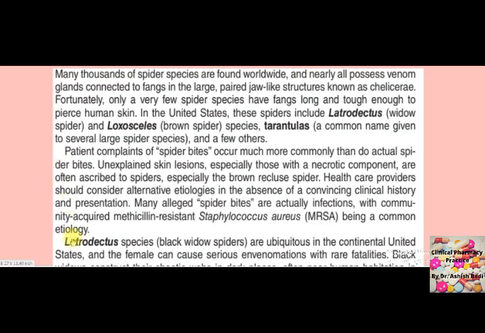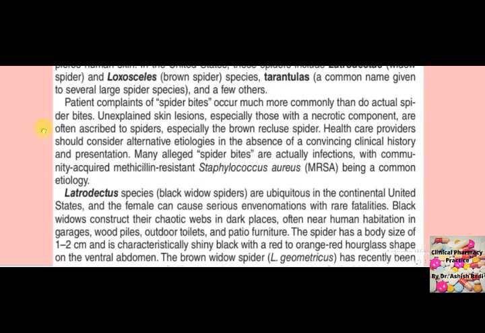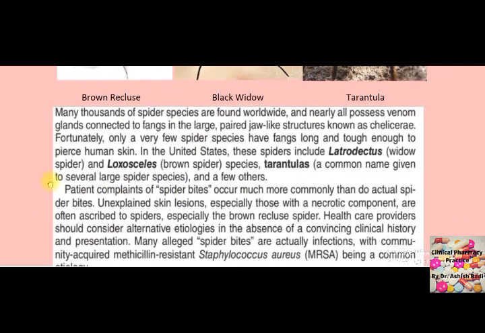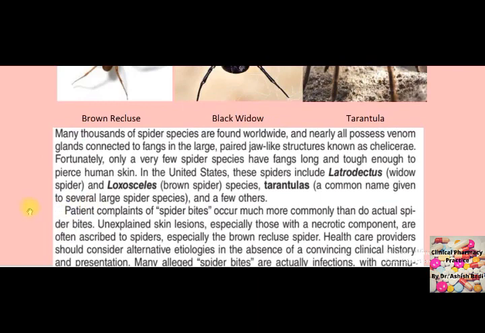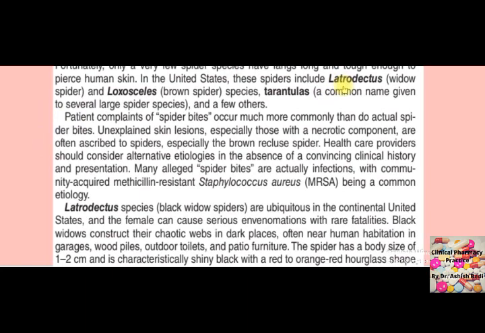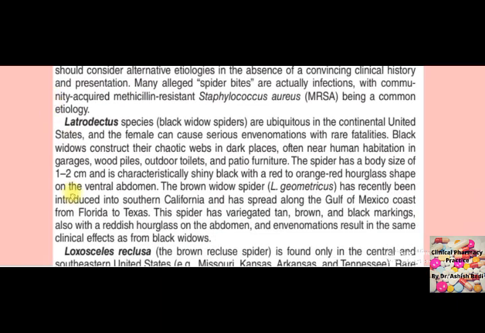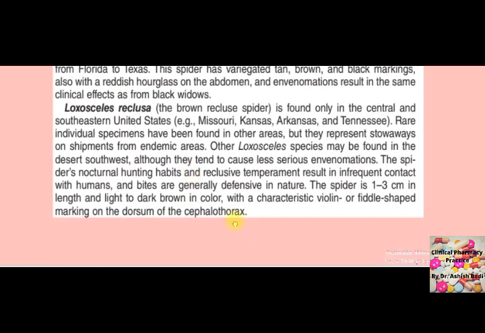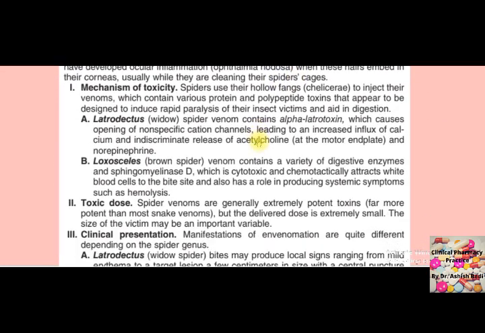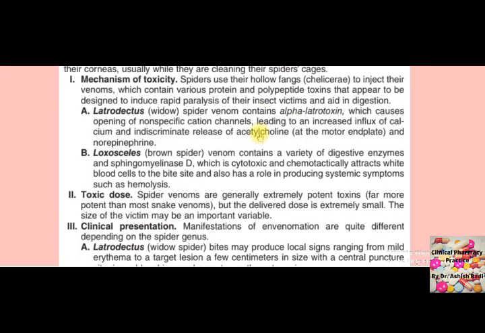Talking about spiders, common ones are the black widow, brown recluse, and tarantula. You just heard the common names. What are the specific scientific names? That is Latrodectus for the widow spider, Loxosceles for the brown spider, and the tarantula you all know. Okay, now I will skip this introduction. You can study it later. Now we will move towards the mechanism of toxicity.